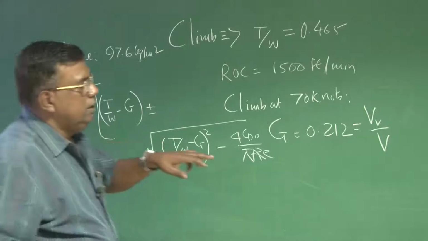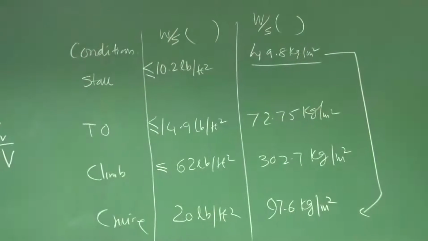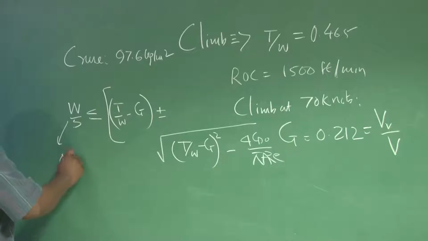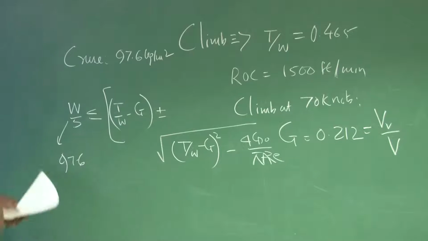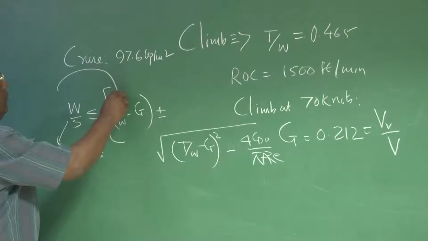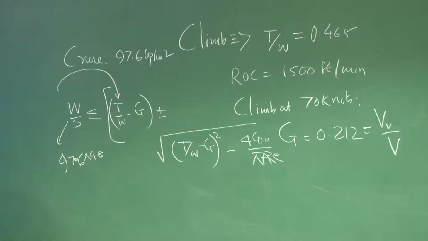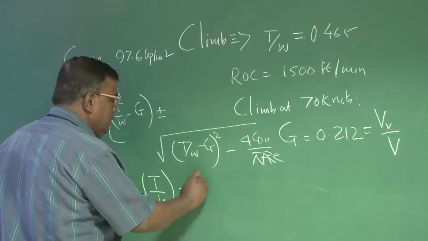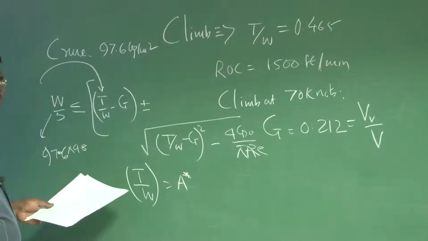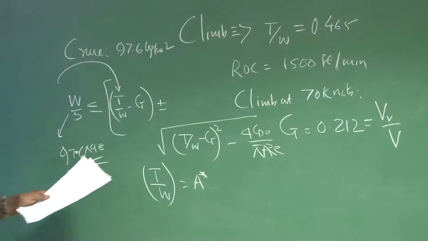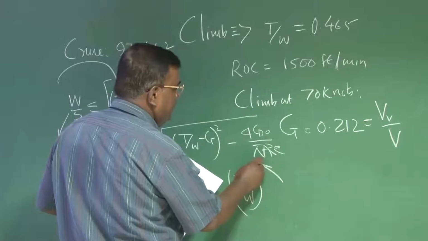This W by S of 302.7 kg per meter square we got by taking T by W at 0.465. So now if I put W by S as 97.6, because that is what I am choosing, which may be around 100, I told you, when I convert back to takeoff conditions, then of course I have to multiply it by 9.8 to make it Newton per meter square to be consistent with the unit. If I do that, then keeping everything the same, I can find out what the T by W requirement is, right? And from here, if I find T by W is some value A star, which I am getting by putting the W by S as prescribed by the cruise condition, I put that value here and find what T by W comes from this expression, keeping everything the same.